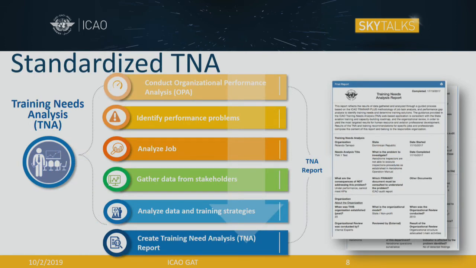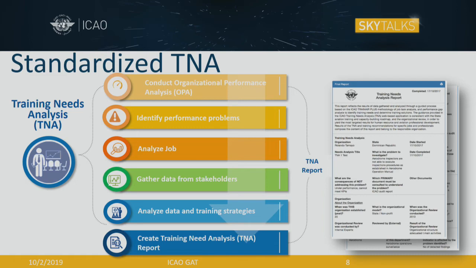So if you don't know what your training needs are, or you think you know what they are, but you'd like to have them validated, we offer a web-based tool that allows you to walk through the steps of a training needs analysis. This begins at the beginning, where you look at the organizational performance analysis. You identify what the performance problem is and what the impact of this problem might be. There's a job analysis, and then you're walked through to gather further data from stakeholders, analyze the data, and determine if it's a training issue or a non-training issue.